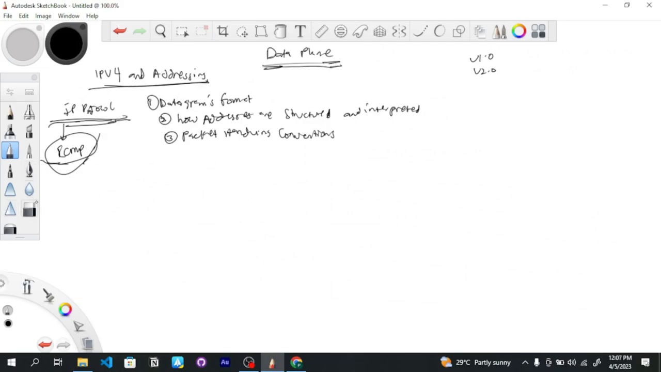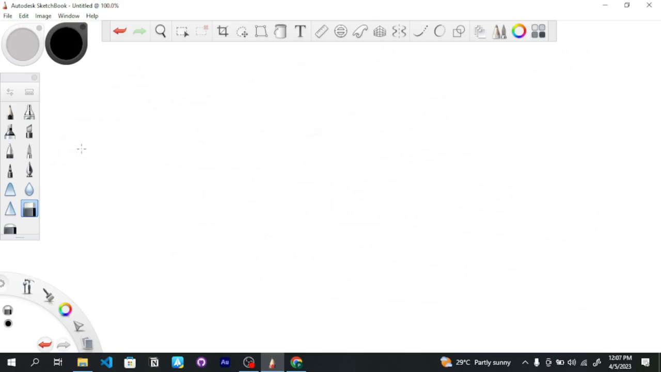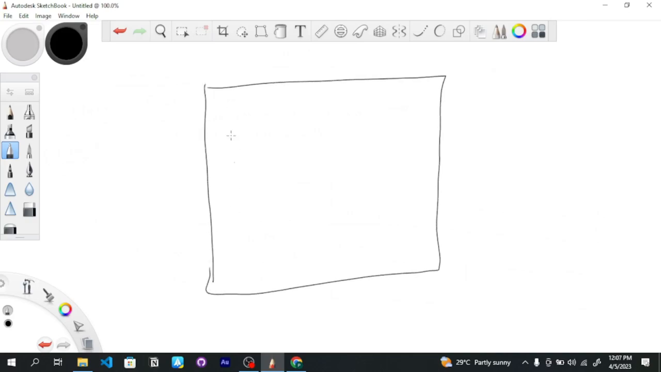So the first thing we need to look at is the IP datagram format, and then we'll look at how IP addresses are formatted. As I'm writing it, we'll be talking about it. This is IPv4, IP version 4. The question that came up last time was: why is it IPv4? What happened to 1, 2, and 3? And what is IPv6? What happened to version 5? We'll talk about it when we get to that.